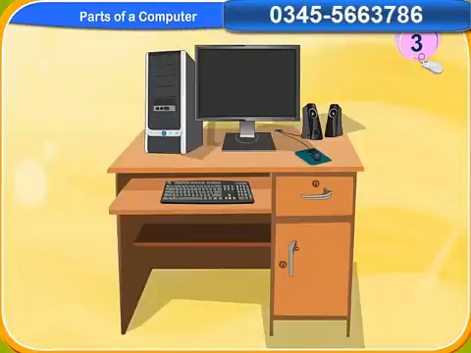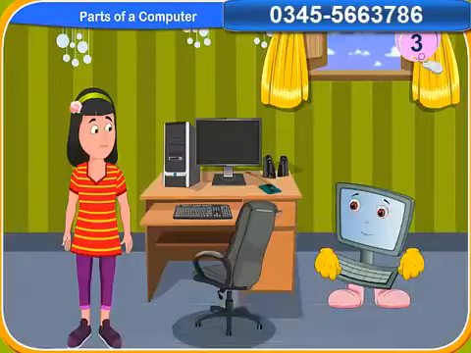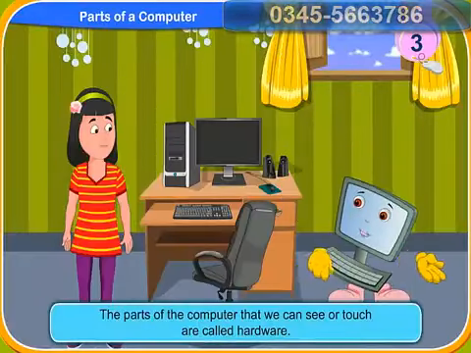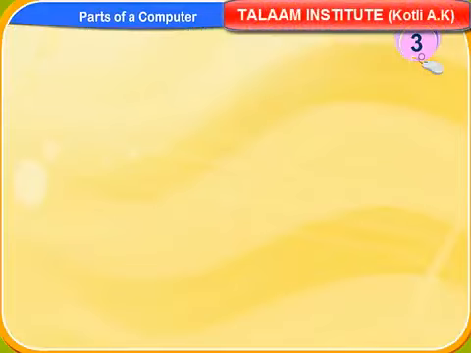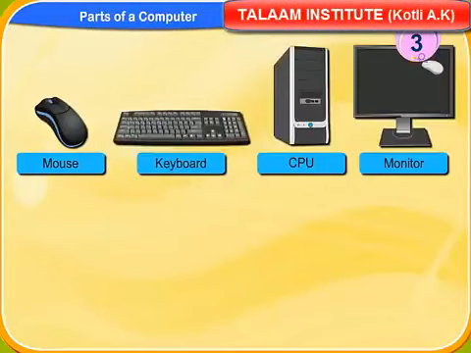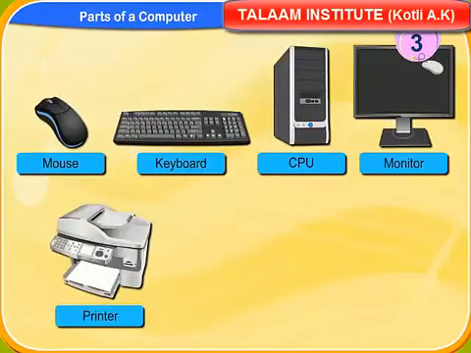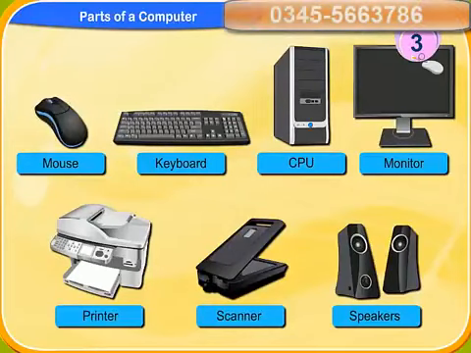A computer is made up of two parts, hardware and software. What is hardware? The parts of the computer that we can see or touch are called hardware. You mean the mouse, the keyboard, the CPU, the monitor, the printer, scanner, and speakers are all hardware? Definitely, Rennie. These parts are connected to each other by wires so that they can work together.